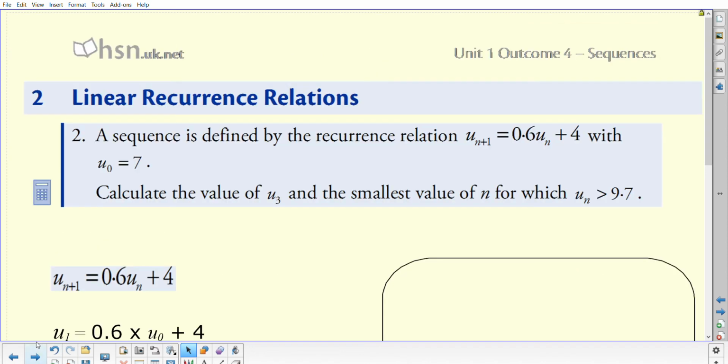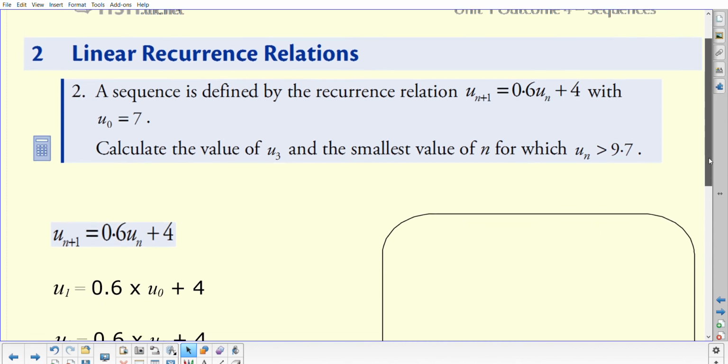So here's an example, a second one. You're just given the recurrence relation, not any practical application going on here, but it's just a wee bit of practice with the notation. So you're given that statement, you're told the U0 value, and you're asked to calculate U3. And a second part of this question is you're also asked to calculate the smallest value of n for which the Un value will be greater than 9.7.